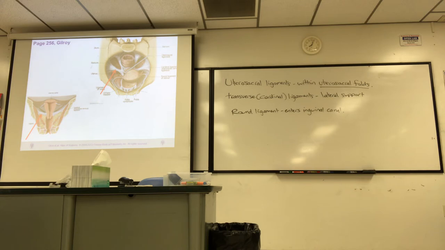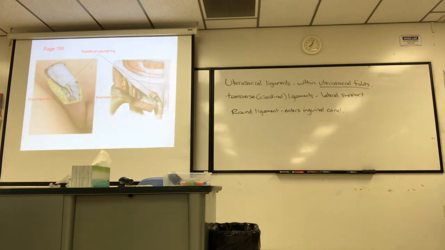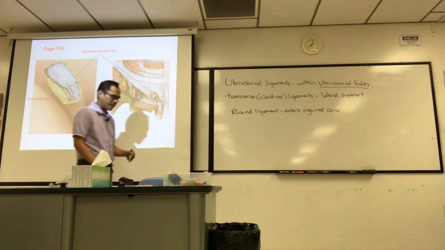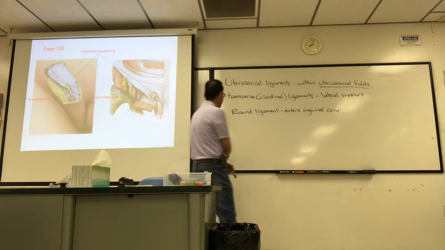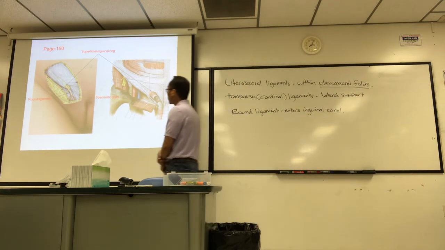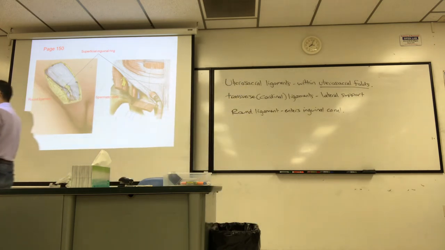Okay, the other thing I want to mention that I skipped, well, I did mention it, but I want to show you a picture of it, is how the round ligament is like the spermatic cord in males. So I put these side by side so we can compare them. The structure I labeled is the superficial inguinal ring, and you can see both structures emerging from there.